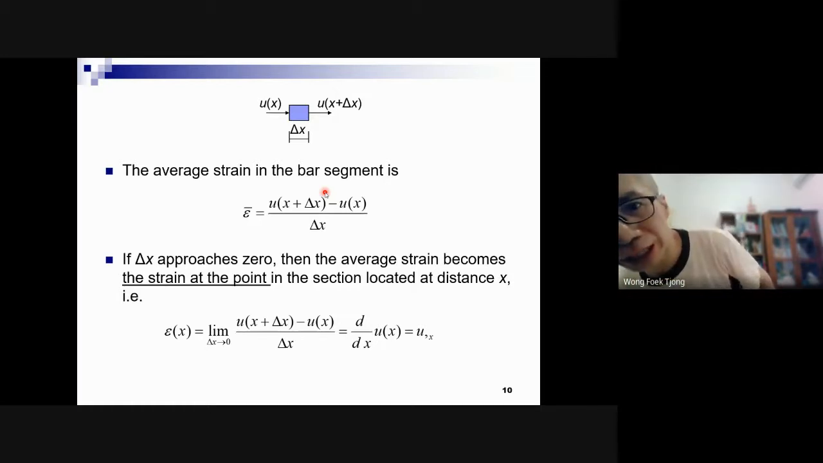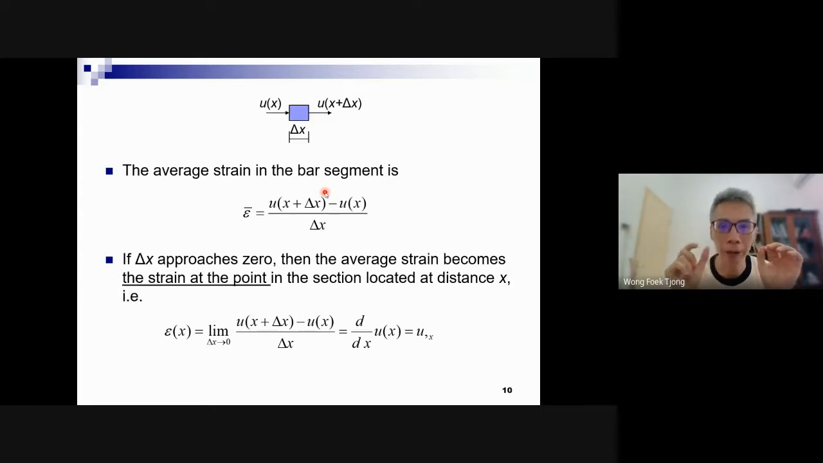Because by definition, the axial strain is the elongation of the bar segment. That's the elongation, U on the right minus U on the left, divided by the original length. We refer to the original length before deformation. This is before deformation. After deformation, we have some length increment. This is the average strain because we have not yet taken the limit.